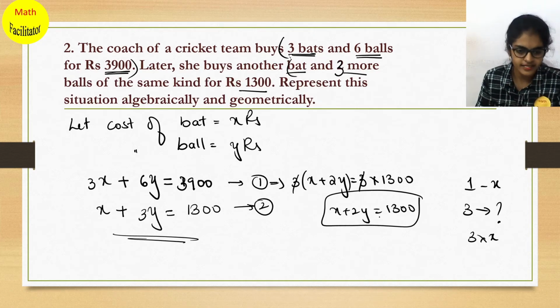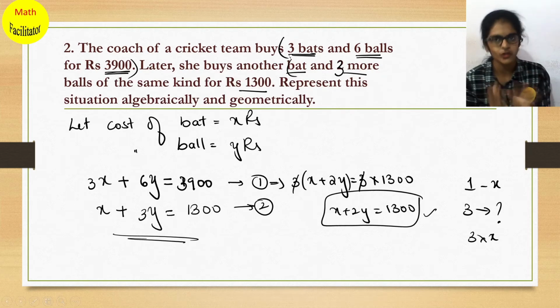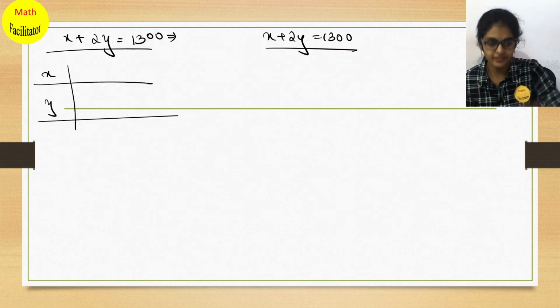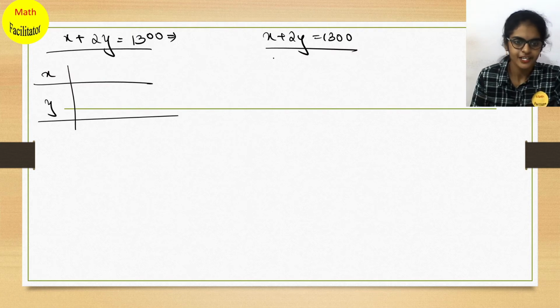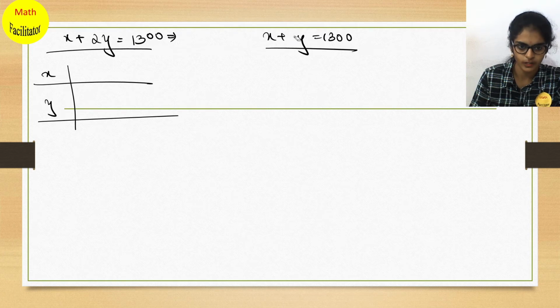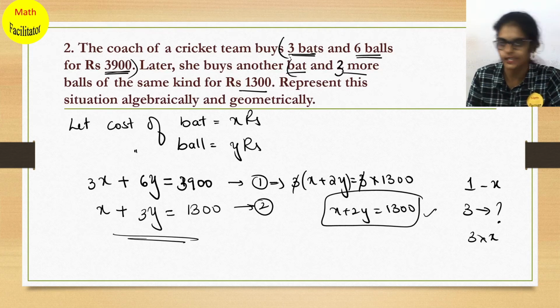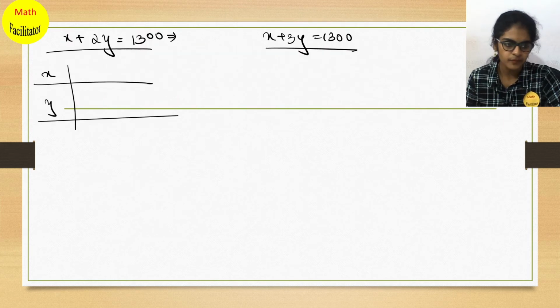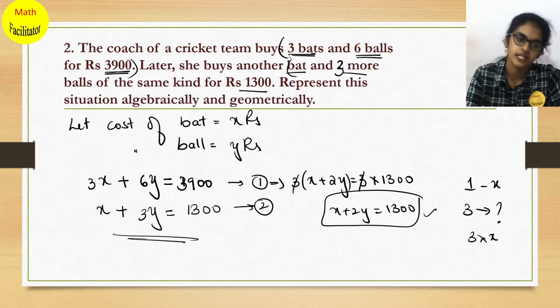Okay, now since this is x plus 2y is 1300, this is x plus 3y is 1300, both are different, so they are not coincident lines. If they were same, they would have been coincident, but not now. Okay, so this was x plus 3y. In the question, it was 3 balls in the second line. I have mistaken and taken 2 balls. Clear till here? Okay, so for the first equation and second equation, we have to represent it graphically.